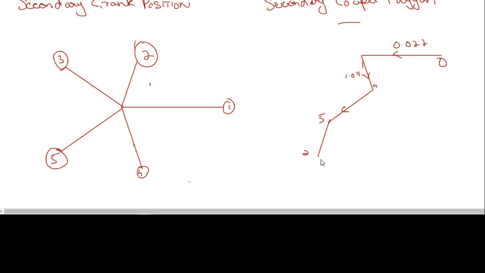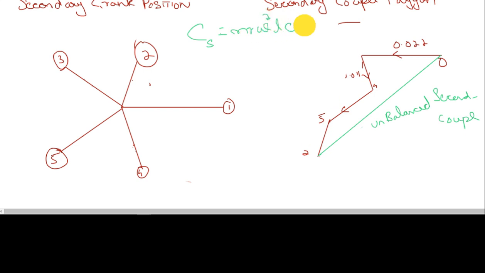So this will be your unbalanced secondary couple. The secondary couple, we know it as M R L omega square cos 2 theta divided by n.